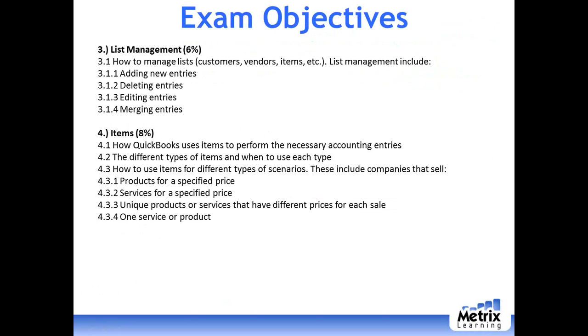How to use items for different types of scenarios. So this will include companies that sell products for a specified price, services for a specified price, unique products or services that have different prices for each sale, or one product or service. So you'll want to know the difference between inventory parts, non-inventory parts, and inventory assembly, which is pages 40 to 48 of the Day 1 manual.